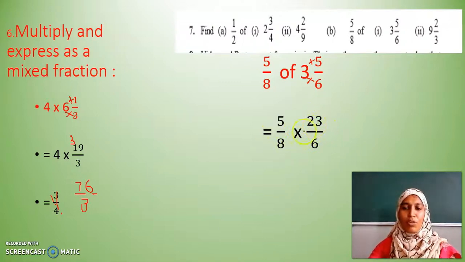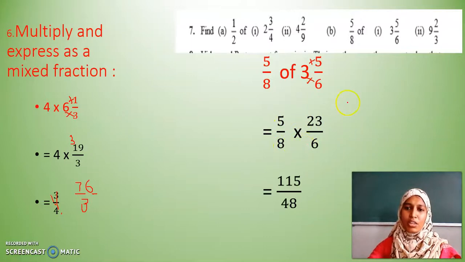Now, is it possible for me to cancel any numbers? Is 5 divisible by 8? No. Is 23 divisible by 8? No. Similarly, 6 and 5. Can I cancel these two or these two? No. So, the only way for me is to multiply both the numerators and multiply the denominators. You have to multiply 23 into 5. You will get 115. 6 8s are 48. The best way to do multiplication in fraction is first go in for cancellation. If cancellation is not possible, then do the multiplication with numerator and numerator and denominator and denominator. Is it clear, my dear children?